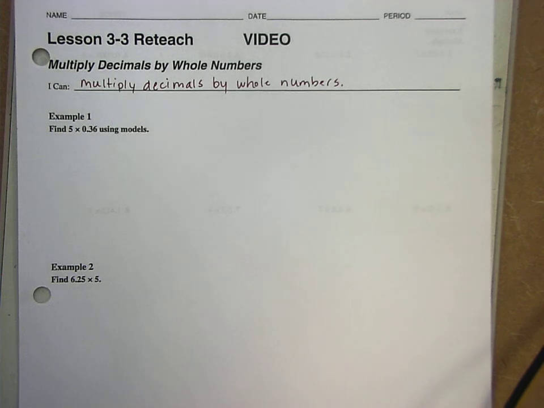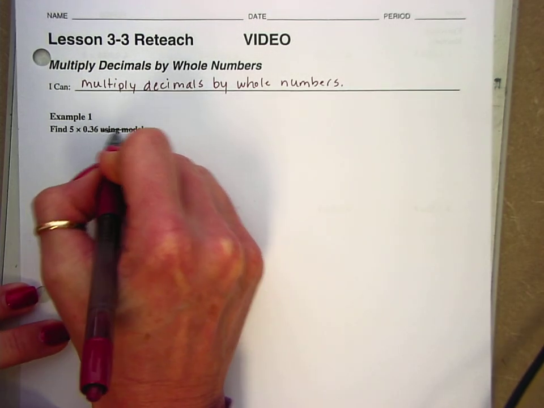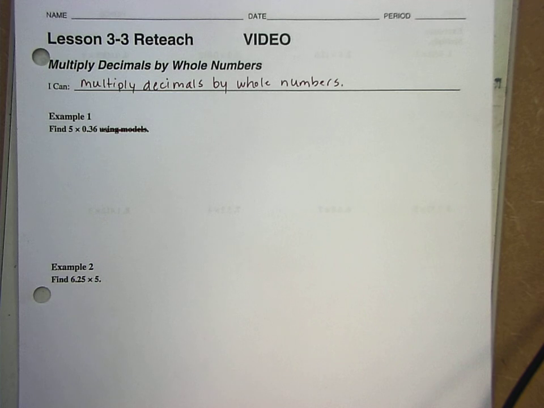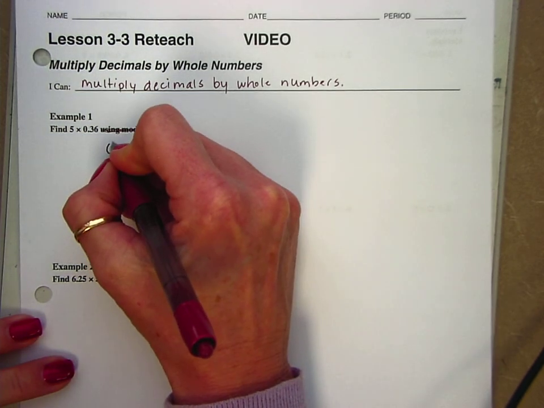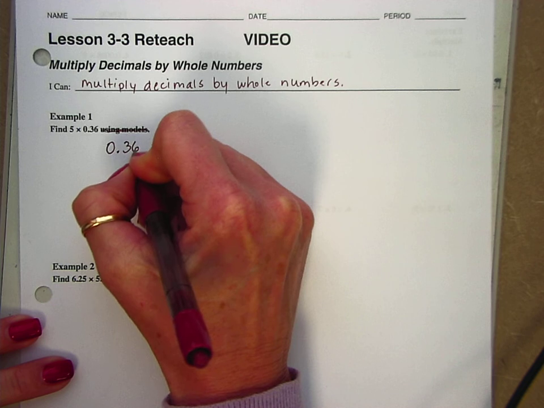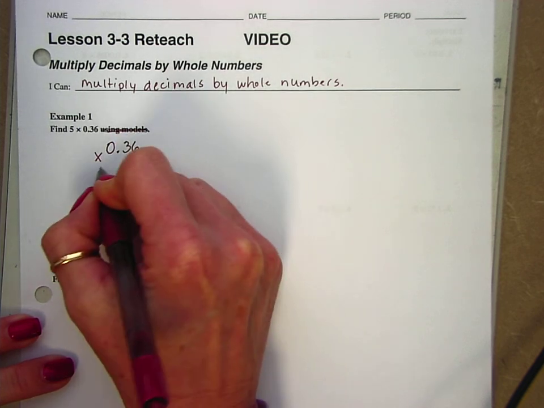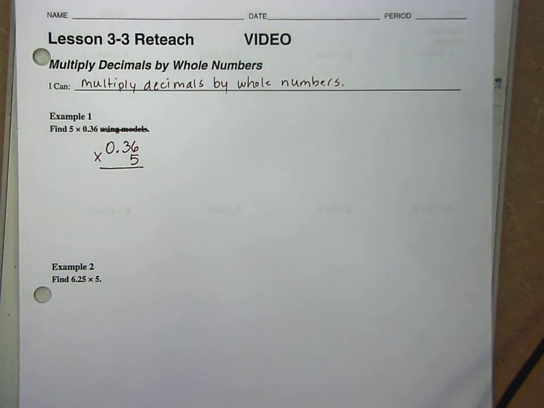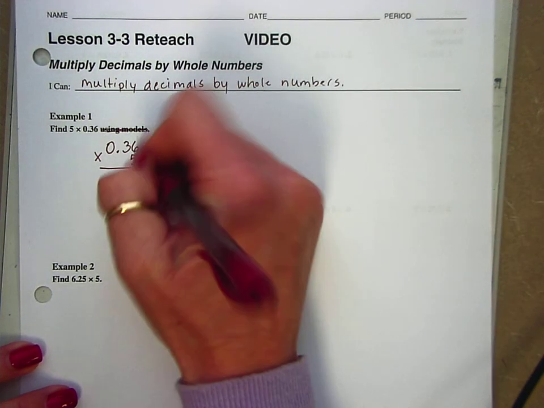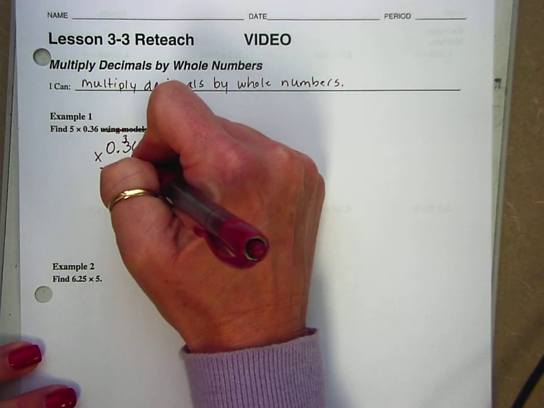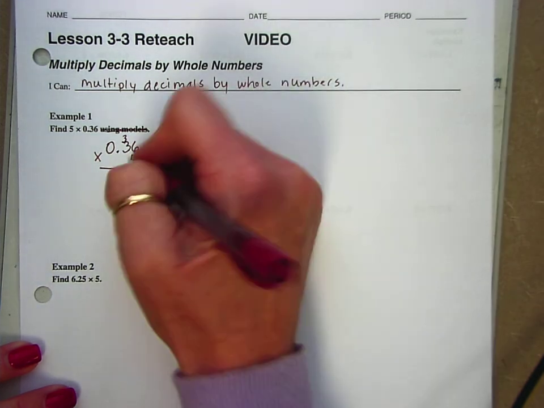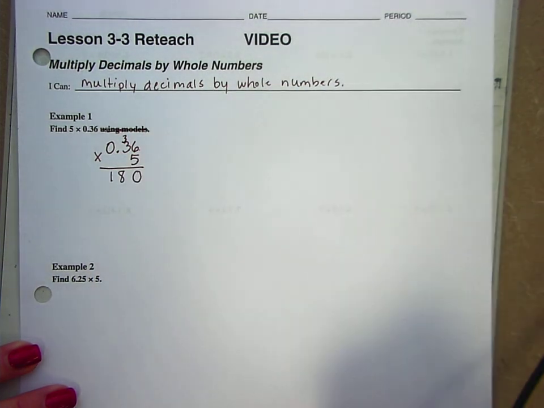Okay, so example number 1 is find 5 times 36 hundredths. We're not going to use a model to represent this today. We're just going to learn how to do it. So I typically put the longer number on top. Understand that 5 is bigger than 36 hundredths, but the 0.36 is a longer number. Okay, so then we multiply 5 times 6, which is 30. 5 times 3 is 15, plus 3 is 18. Then 5 times 0 is 0.